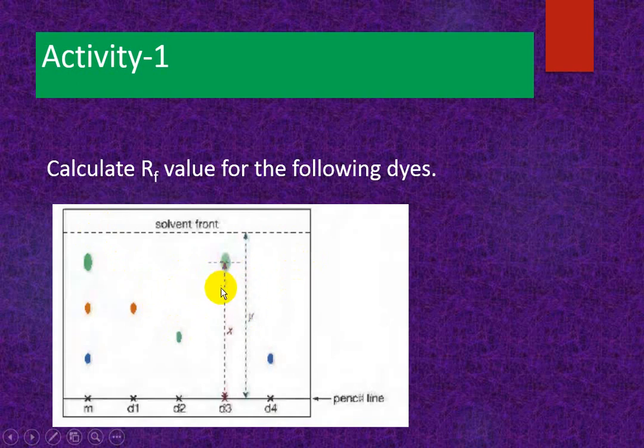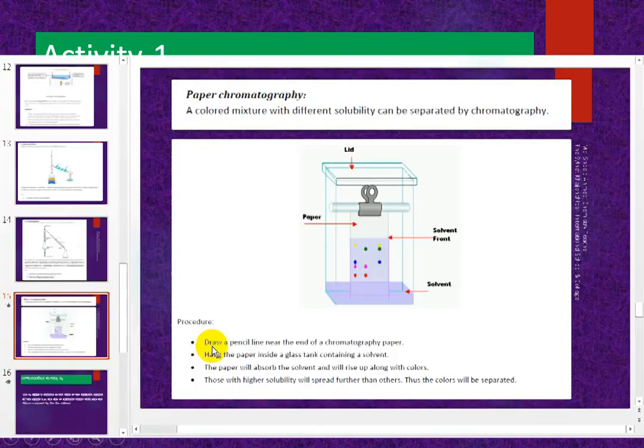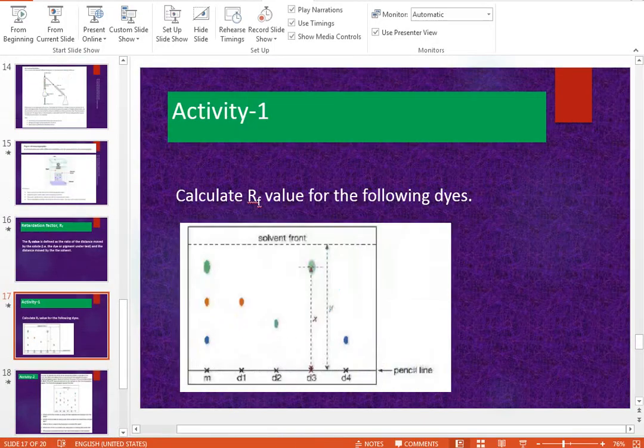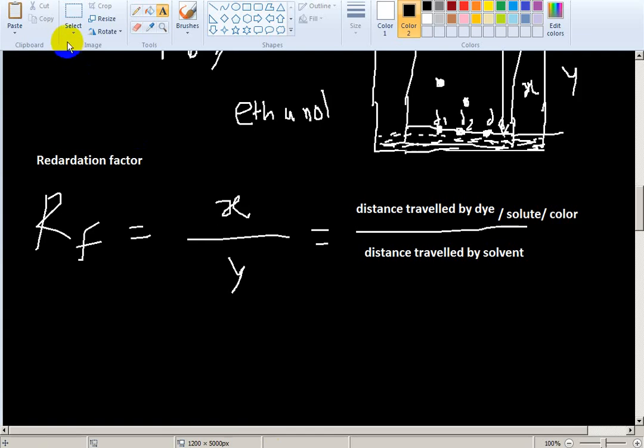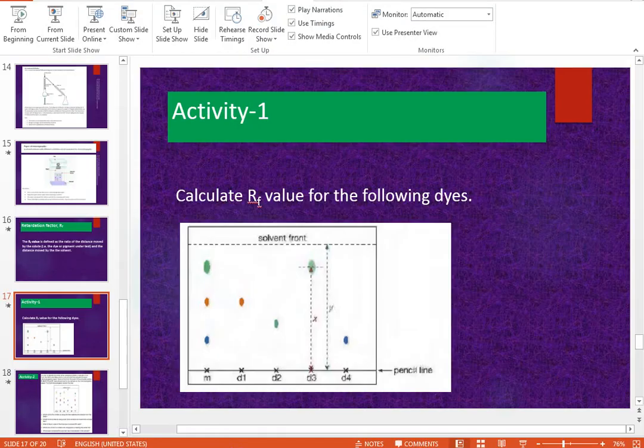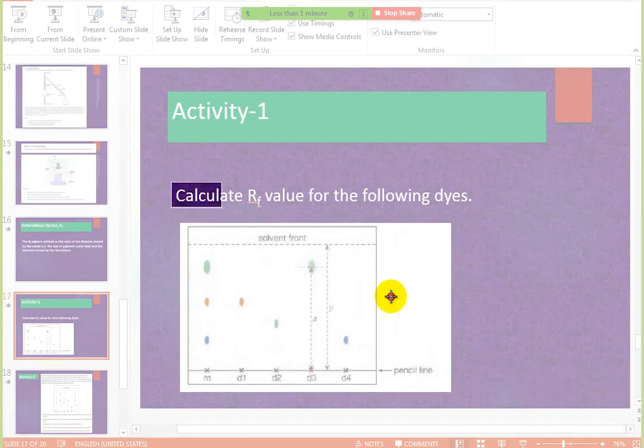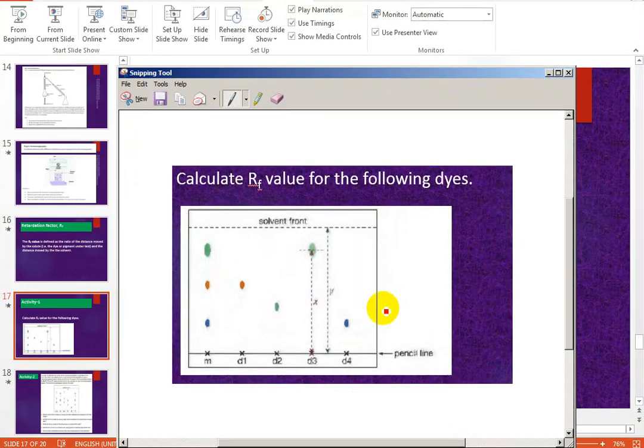This is called a chromatogram. Look at this chromatogram. So we'll calculate the Rf value for C1, C2 and D1 and D2, two in particular. D1, the Rf value for D1. So how can I do this? Calculate the Rf value. I should take this one. This one. Copy.